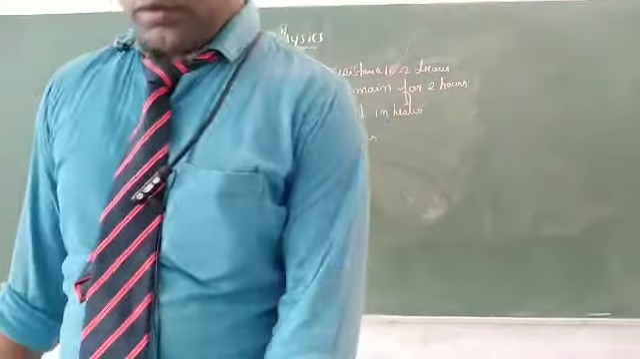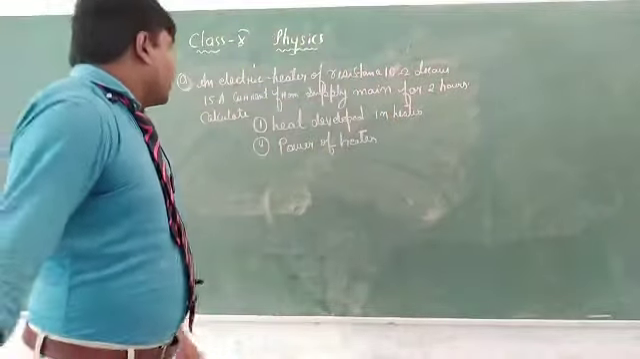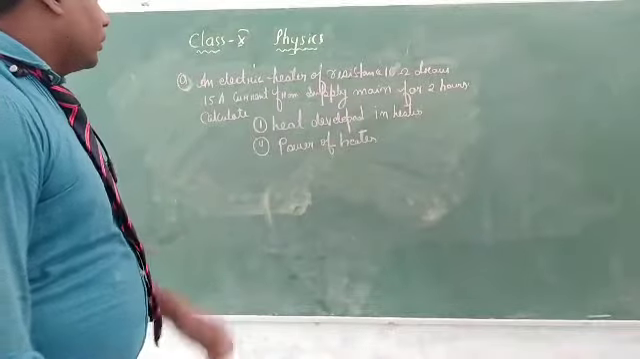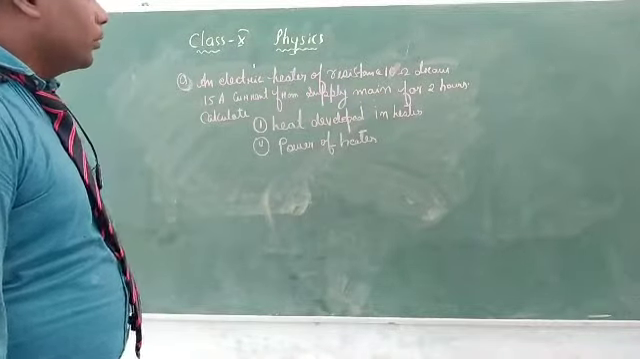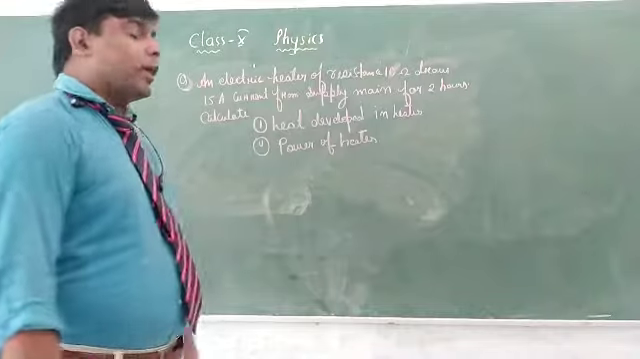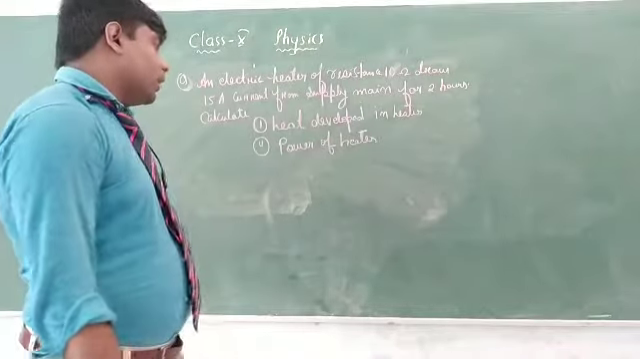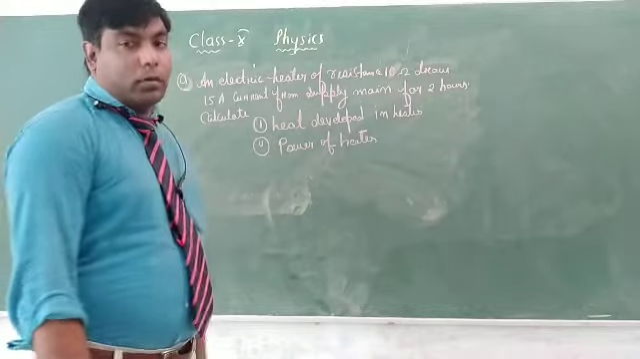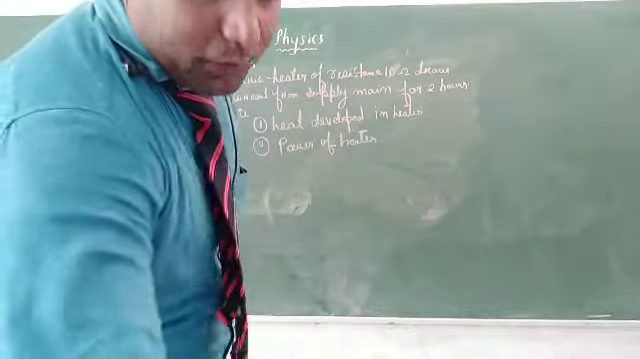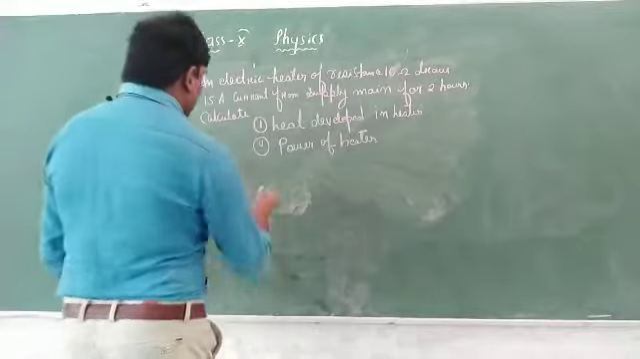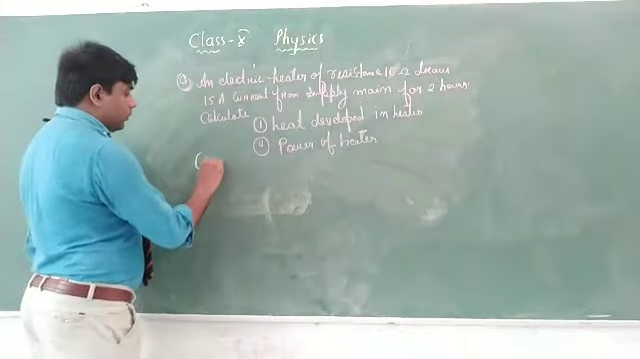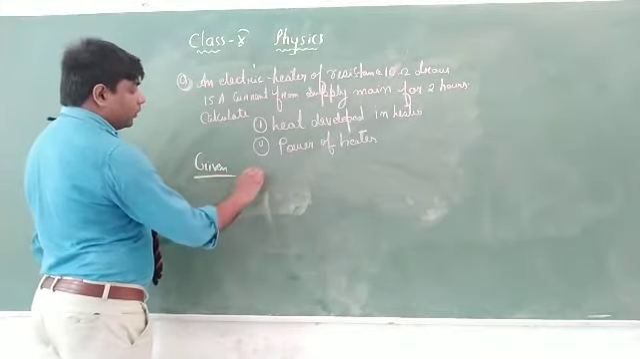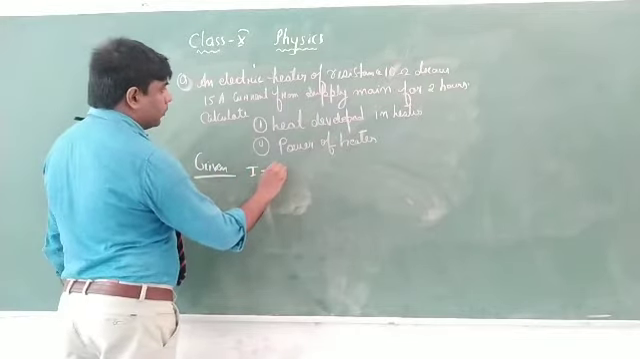Here the question is given: an electric heater of resistance 10 ohm draws a current of 15 ampere from the supply mains for how much time? That is 2 hours. So they are asking, find the heat developed in the heater and the power of the heater. So a very simple question, going by the formula. Given I is equal to 15.